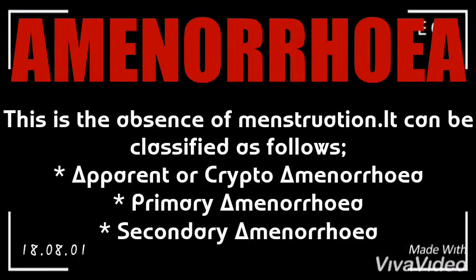Primary amenorrhea: menstruation that has never occurred because of various causes such as developmental abnormalities, failure of the uterus, vagina, and ovaries to develop. There could be absence of uterus and vagina but with normal ovarian function, or there could be no ovaries at all.